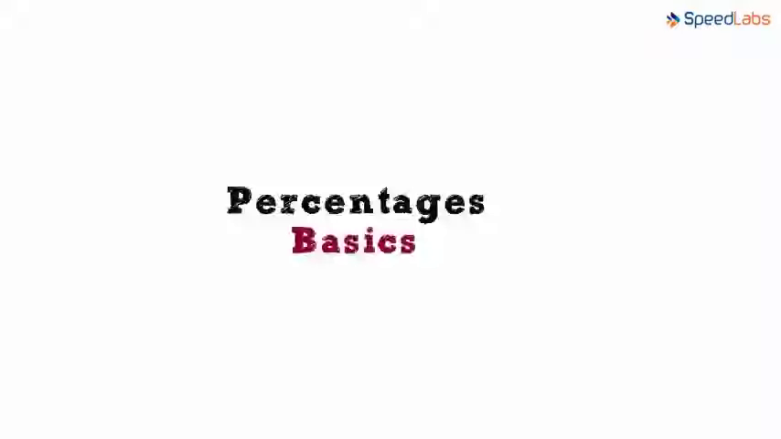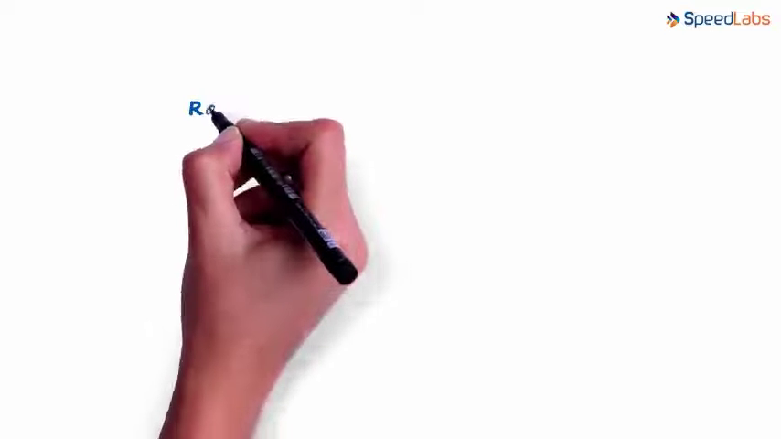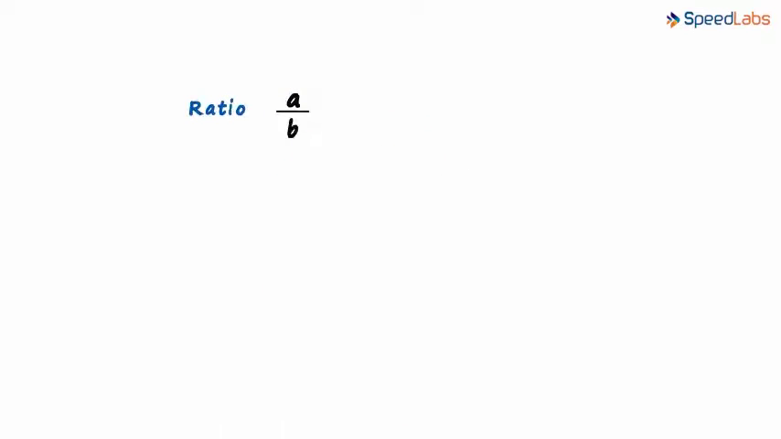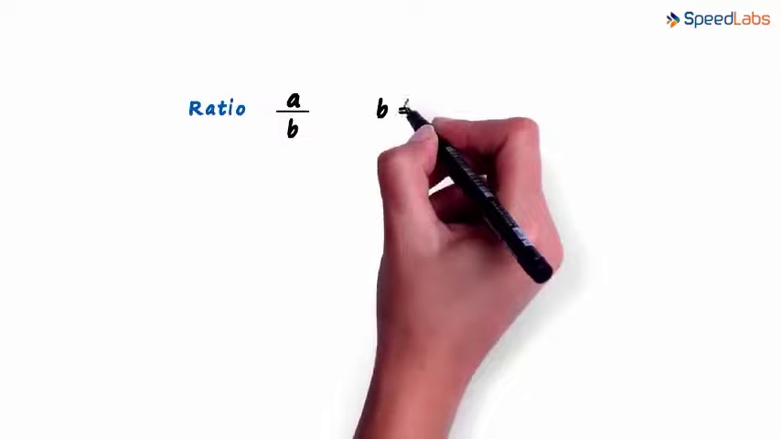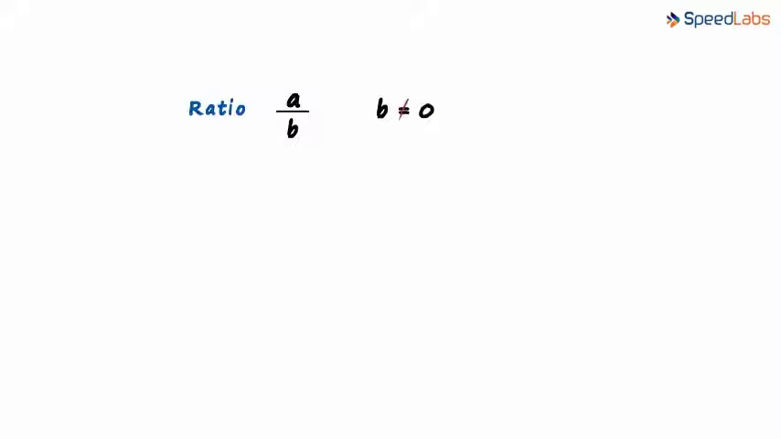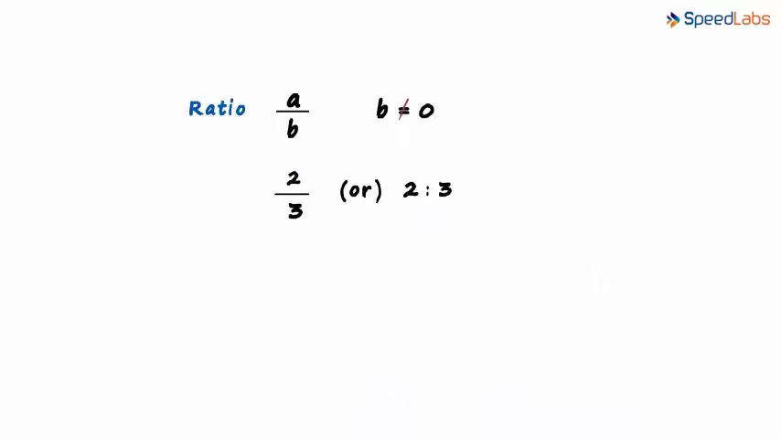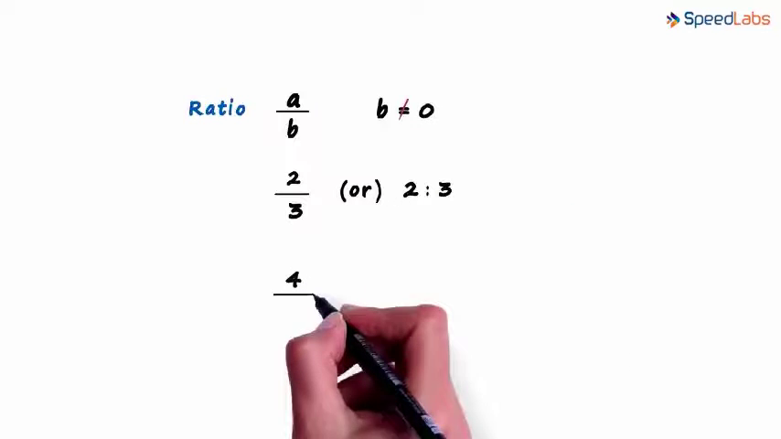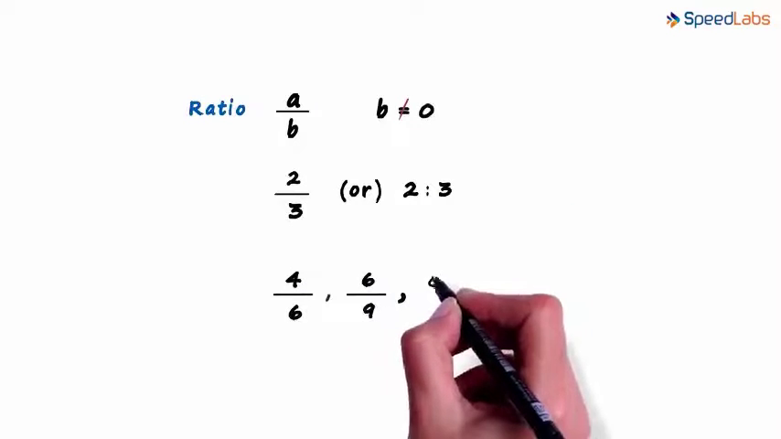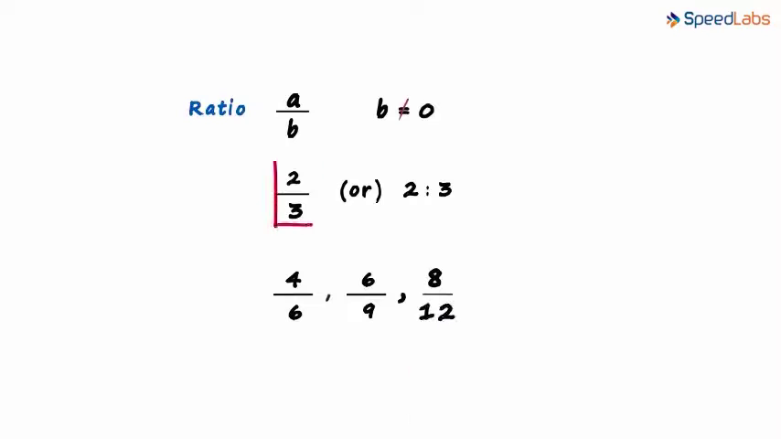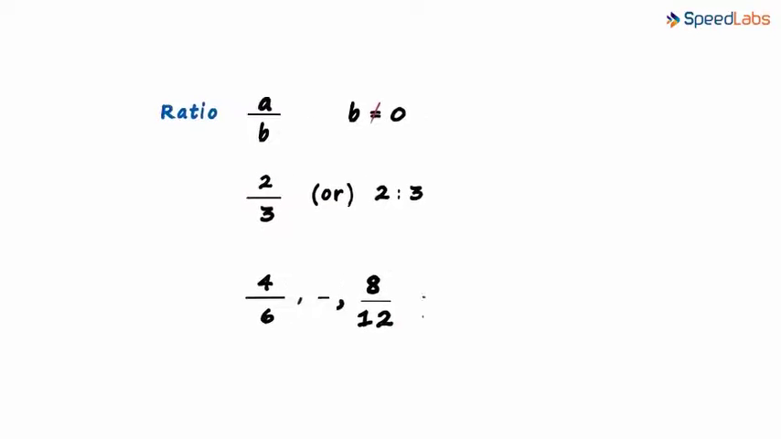Before we get to percentages, let's review what ratio and proportion means. A ratio is of the form A by B, where A and B are integers and B is not equal to 0. An example is 2 by 3 or 2:3. The ratios 4 by 6, 6 by 9, 8 by 12 are also equal to the same ratio. Once we reduce these to the simplest form, we will get 2 by 3.